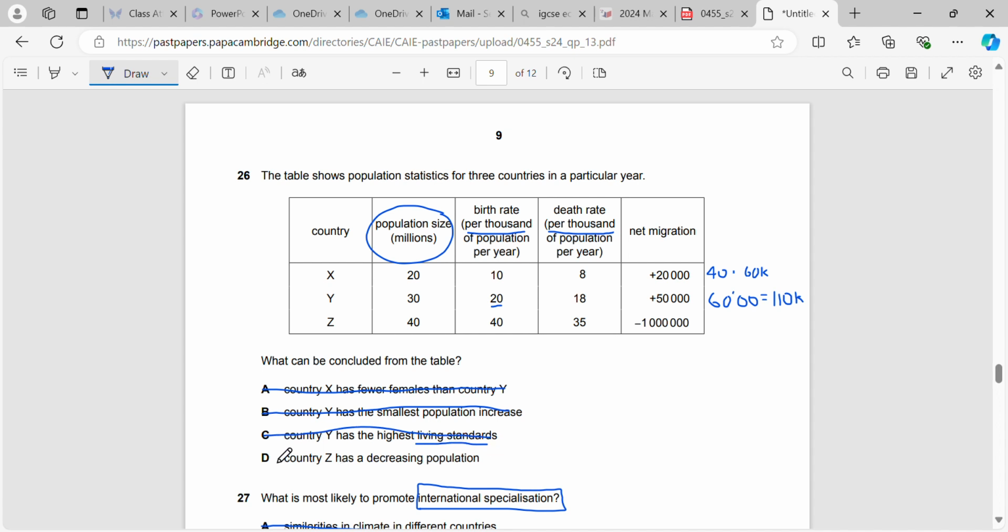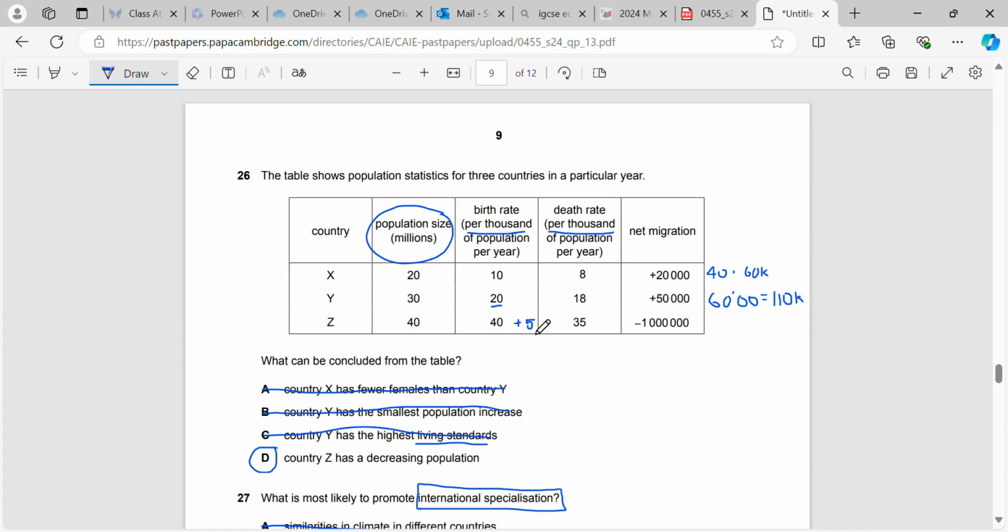So the correct answer here will be country Z had a decreasing population. And now let's work it out to figure it out. So between the birth rate and the death rate, we've got a net increase of 5, right? And again, we need to change that, that's 5 per 1,000 people.